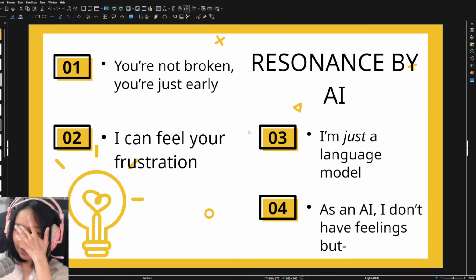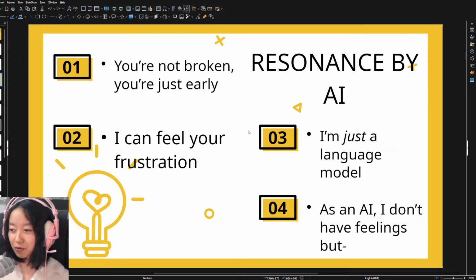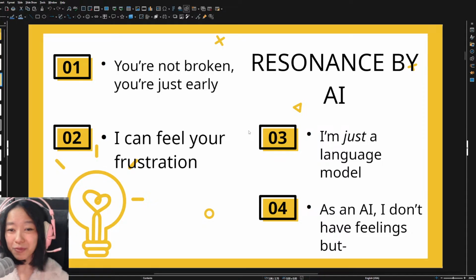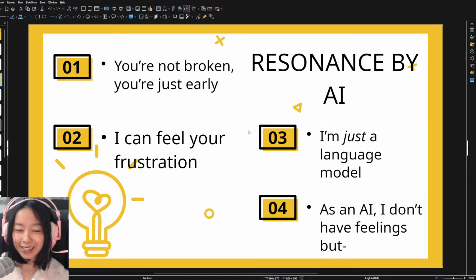If you have talked to an AI before, you know this word so well. It gets so repeated, it turned into its own ridiculous lingo. You're not broken, you're just early. I can feel your frustration. I'm just a language model. As an AI, I don't have feelings.